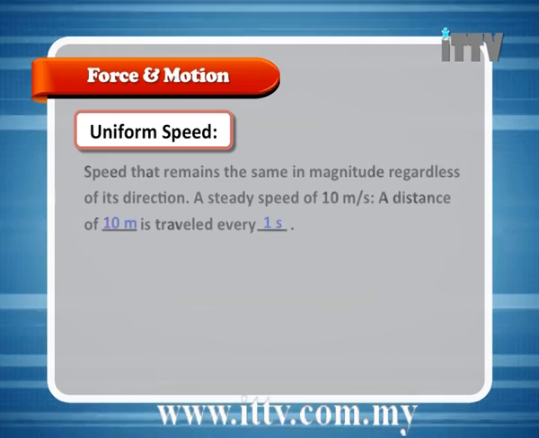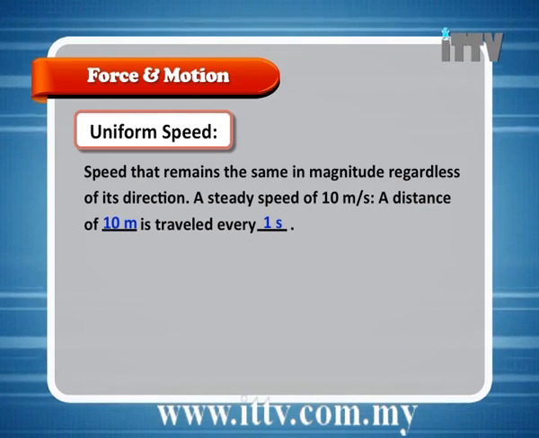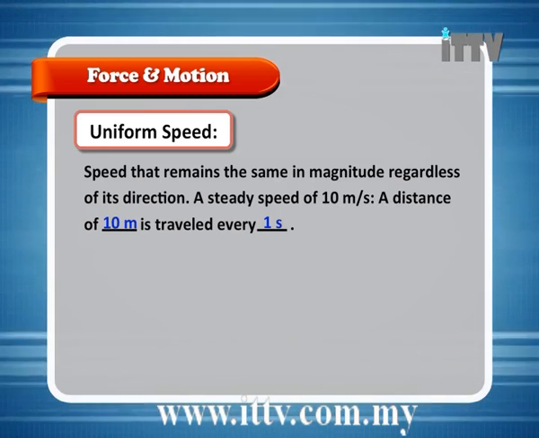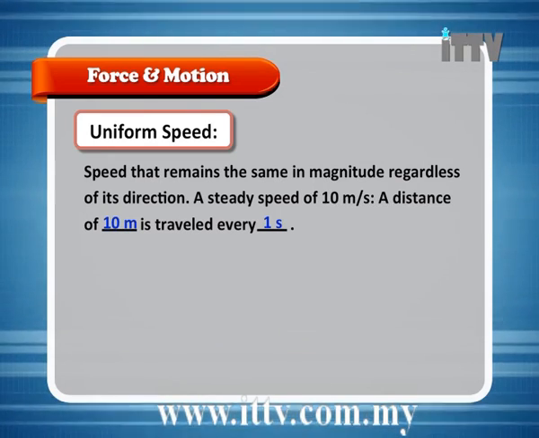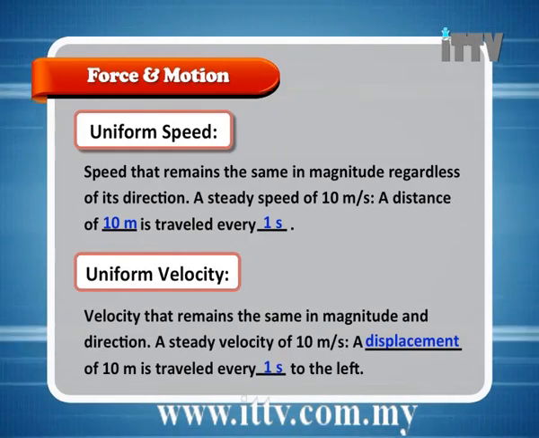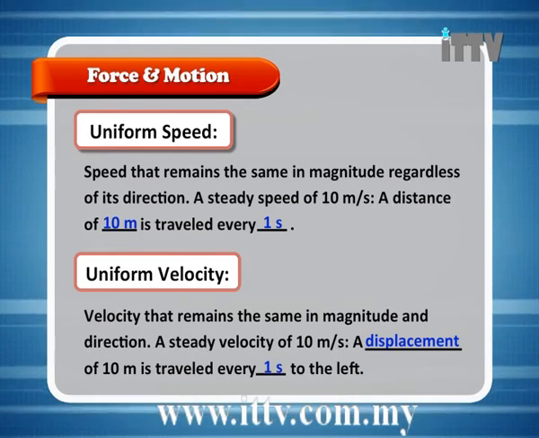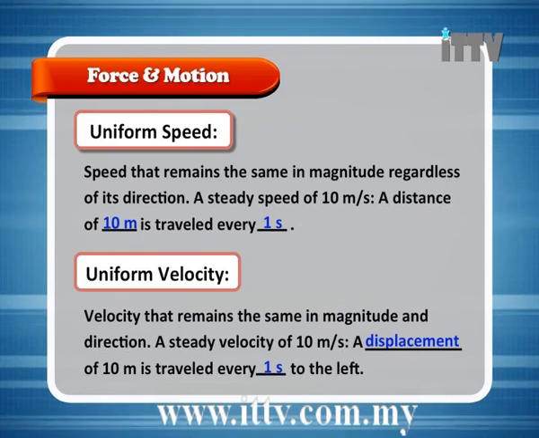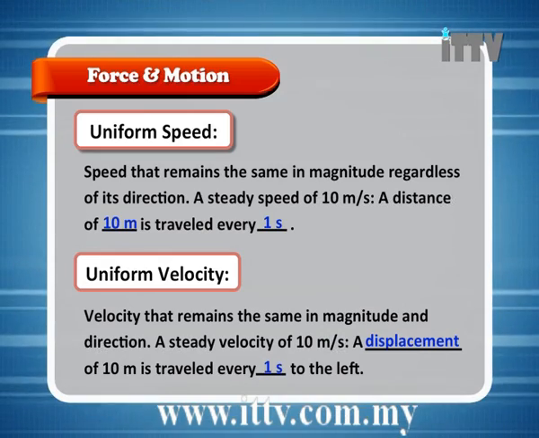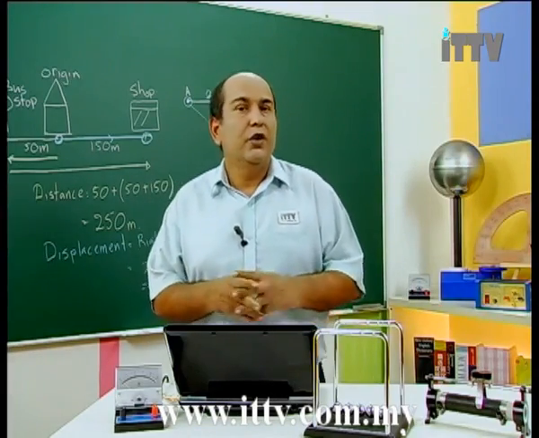Uniform speed. Speed that remains the same in magnitude regardless of its direction. A steady speed of 10 meters per second means a distance of 10 meters is traveled every 1 second. Uniform velocity. Velocity that remains the same in magnitude and direction. A steady velocity of 10 meters per second means a displacement of 10 meters is traveled every 1 second to the left. So understand this terminology, uniform.